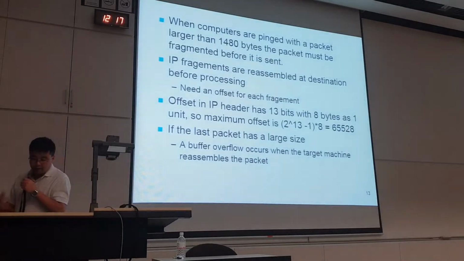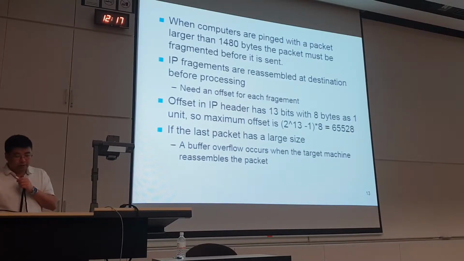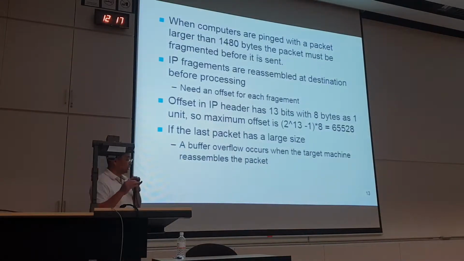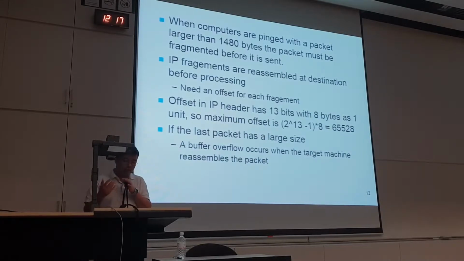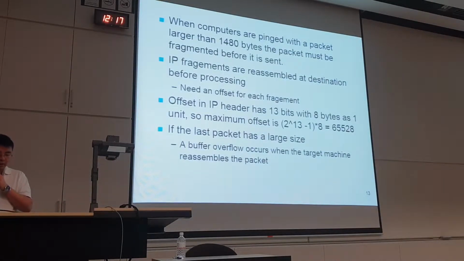Here are some details about the mismatch of size between the sender and the receiver. For the data link layer, the upper bound for the size of the packet is not as big as in the IP layer. It's only about 1500 bytes. But the IP packet can have 65,000 plus bytes.